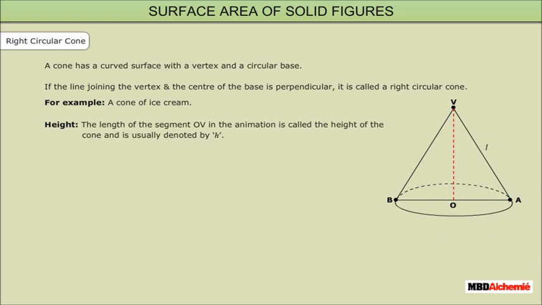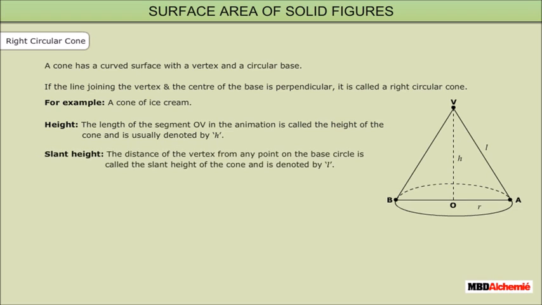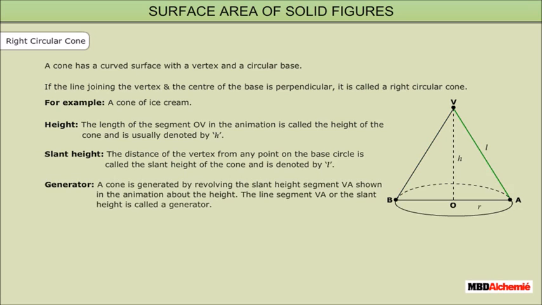Height. The length of the segment OV in the animation is called the height of the cone and is usually denoted by h. Slant height. The distance of the vertex from any point on the base circle is called the slant height of the cone and is denoted by L. Generator. A cone is generated by revolving the slant height segment VA shown in the animation about the height. The line segment VA, or the slant height, is called a generator.